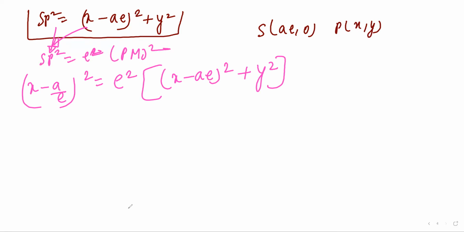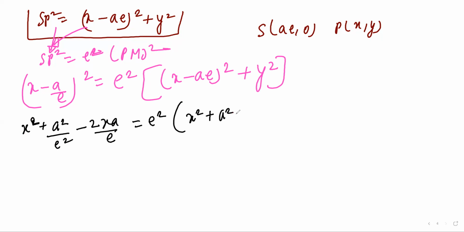So let's solve it. By expanding, it will be x square plus a square upon e square minus 2xa upon e is equal to e square times x square plus a square e square minus 2xae plus y square, right? So take, what we can take. So we have to cancel the e relation.